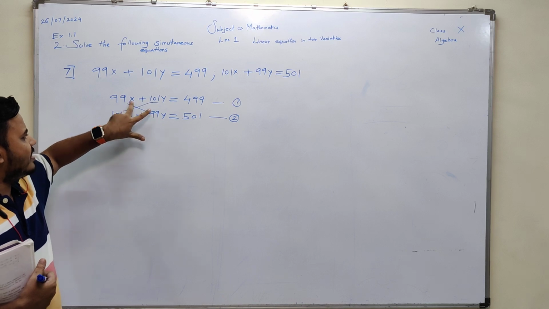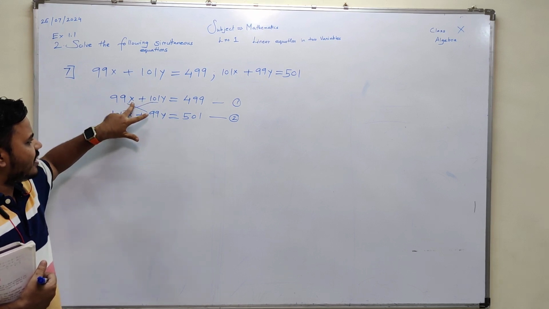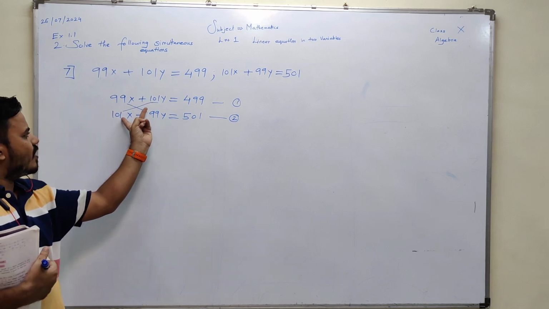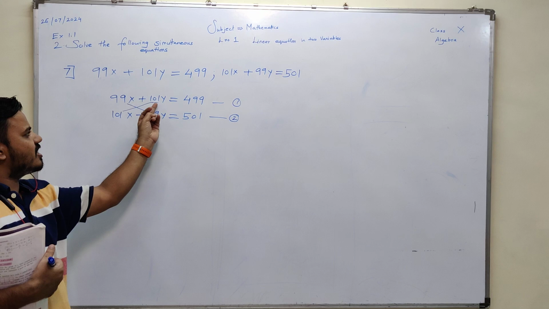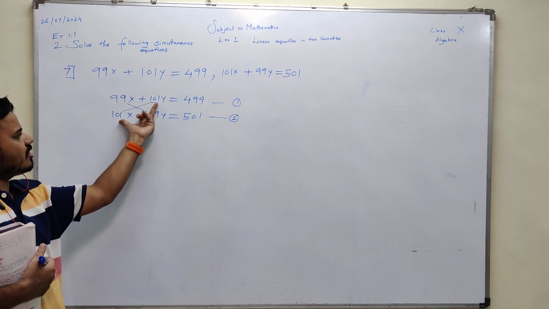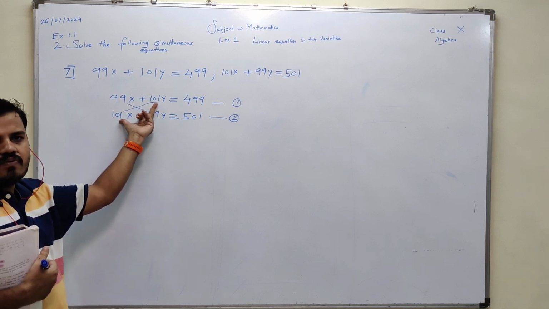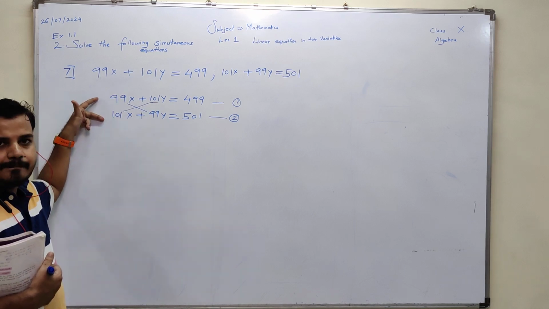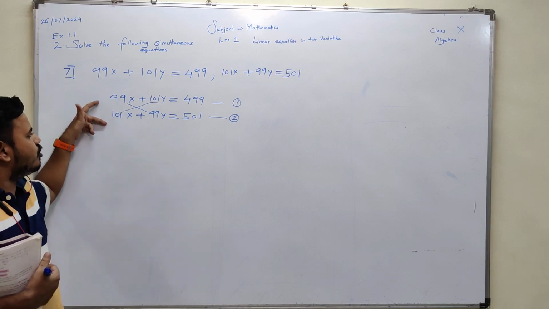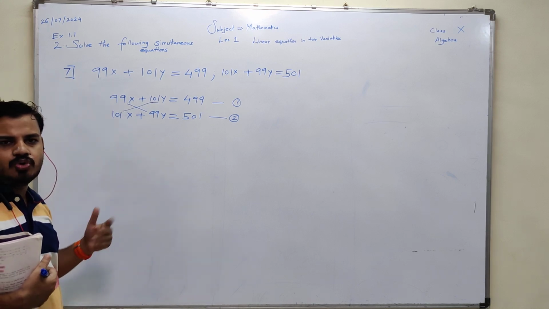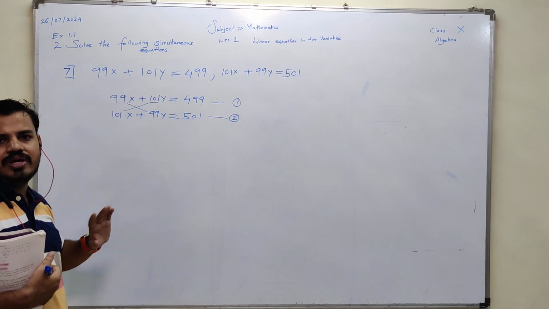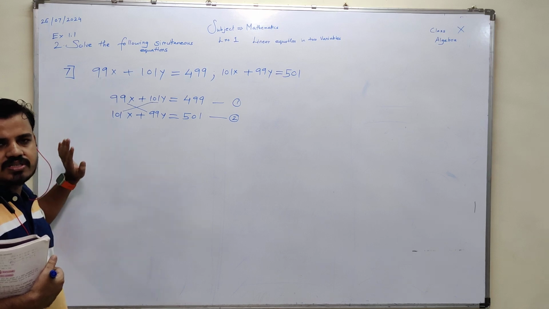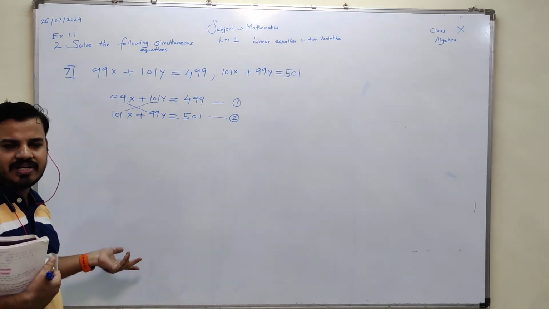Here 99 is the coefficient of x in the first equation and 99 is the coefficient of y in the second equation. Here you can see 101 is the coefficient of y in the first equation and 101 is the coefficient of x in the second equation. Whenever you find such a case, then you have to add both the equations one time and subtract both the equations one time. You don't have to equalize or multiply the equation with the coefficients. You just have to add it one time and subtract it one time. Your work is done.